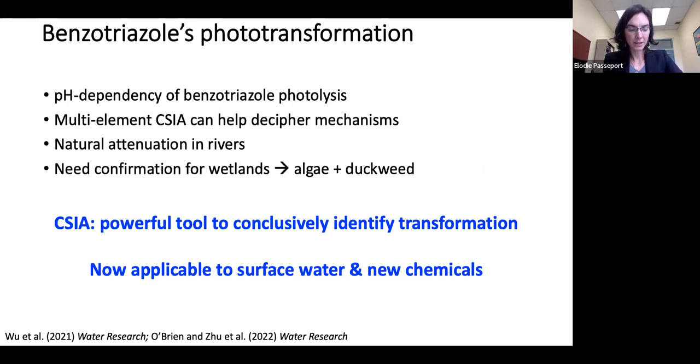So I hope I showed that CSIA is a powerful tool to conclusively identify transformation and also help decipher reaction mechanisms. CSIA is a tool that's applied traditionally for groundwater contamination, for legacy contaminants. And so our group is one of the few where we're applying it to new molecules like benzotriazole and new environments like wetlands and this surface water environment.